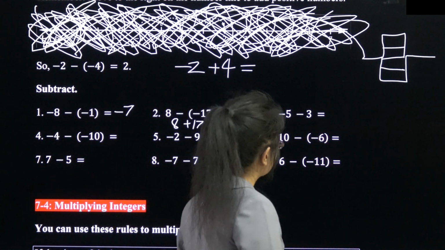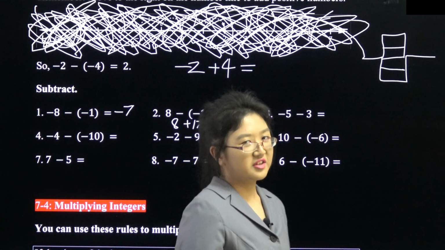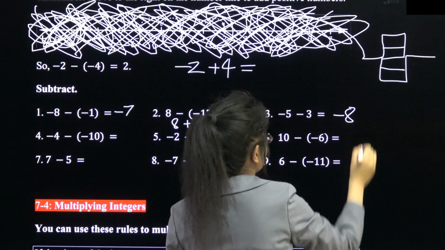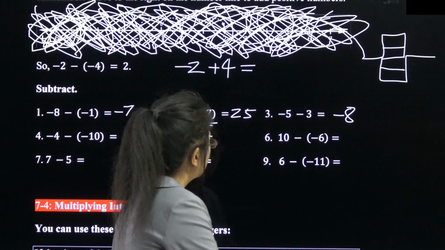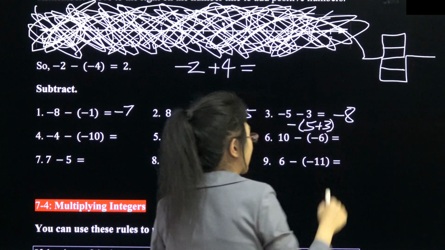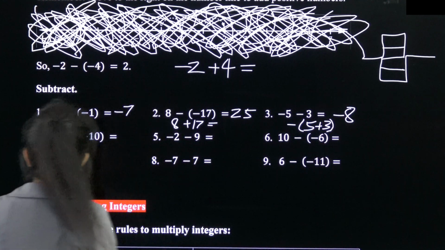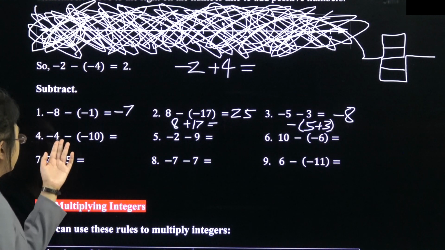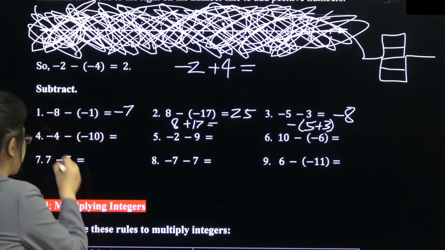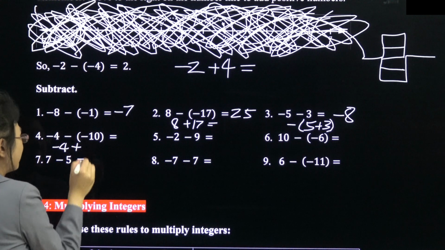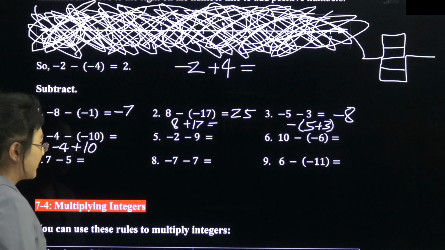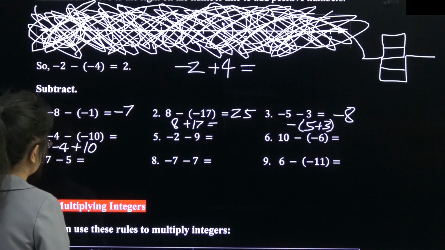Negative 3 minus 3, you're just digging yourself a deeper hole, so that's negative 8. Or if you want to think about it like this, negative 5 plus 3 in brackets. Now, negative 4 minus negative 10. Again, double negative becomes a, well, positive? Yeah, positive. Negative 4 plus 10 is equal to 6.